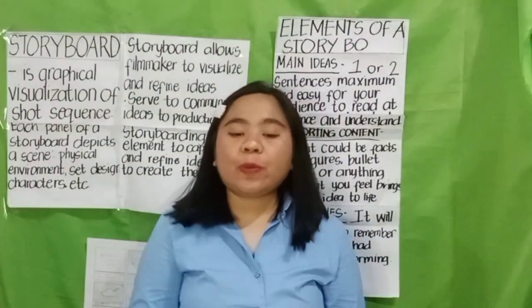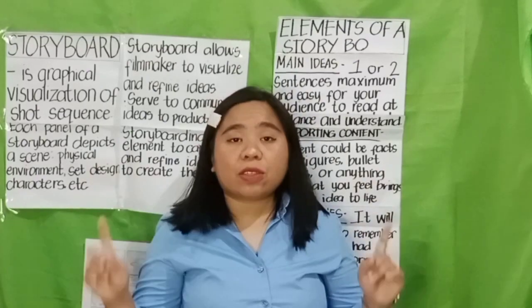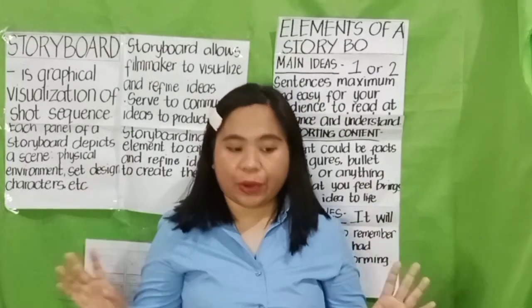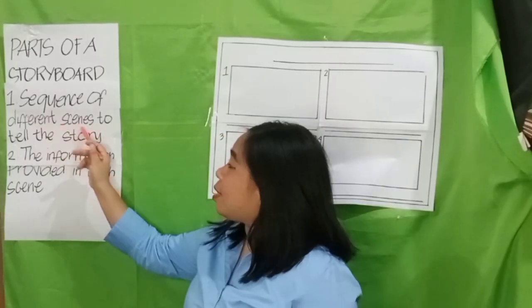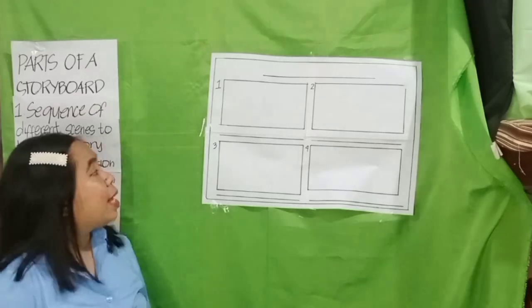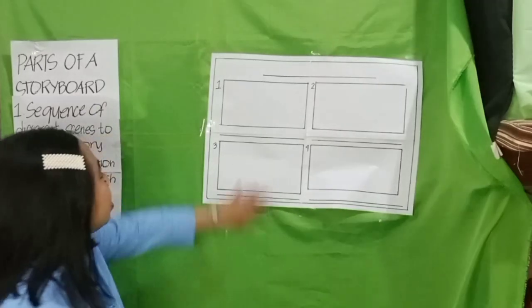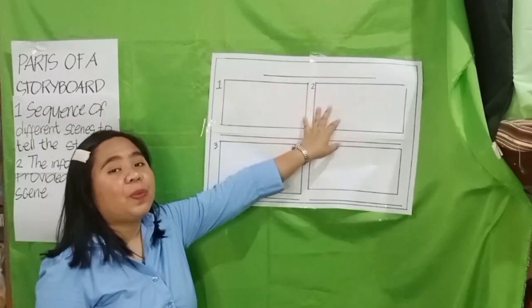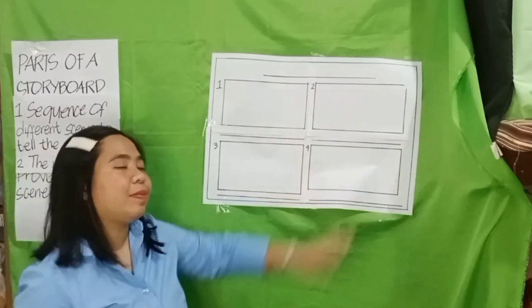And now, we will proceed to the parts of the storyboard. So the storyboard has only two parts. First part is the sequence of different scenes to tell the story. So I have here the panel that we use in storyboard. This is the frame where you're going to put the sequence of the scenes.